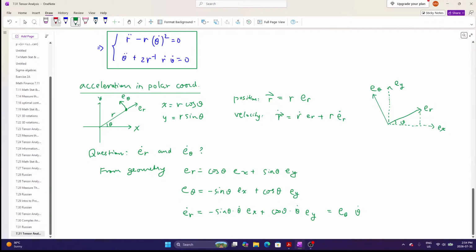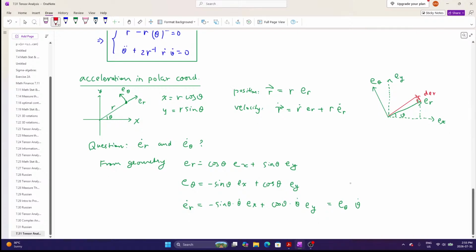You make a small rotation. So what would be d theta? What would be the little change in ER, dER? So this is dER. dER is in the angular direction, perpendicular to this one, and then times the rate at which theta changes. So this is the new ER. If you change theta by a little bit, this is the new ER. So the new ER minus old ER is this dER, and dER is in the direction of E theta. And the size of that is exactly how fast theta changes. All right. So this is ER dot.